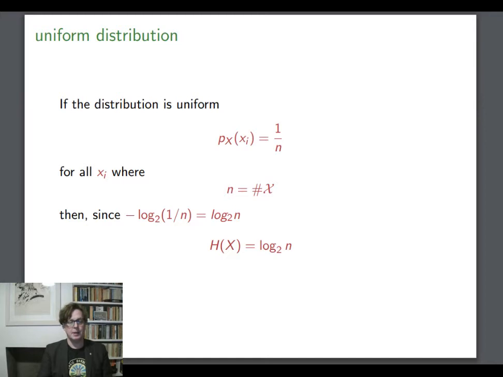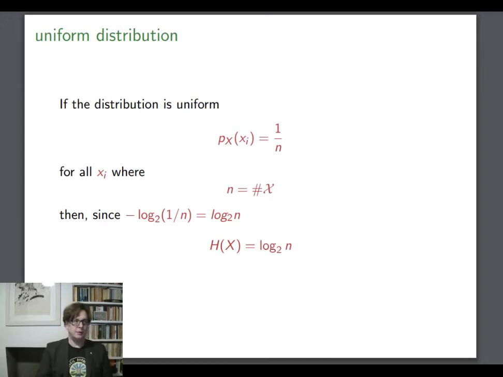The other extreme is the case where all the outcomes are equally likely. So here, little n is the size of the sample space. It's the number of possible outcomes, x1 up to xn, and they're all equally likely. And so the probability for all x sub i is 1 over n. The log of 1 over n is minus the log of n, and so h of x, when you sum them all up, is going to be the log base 2 of n.